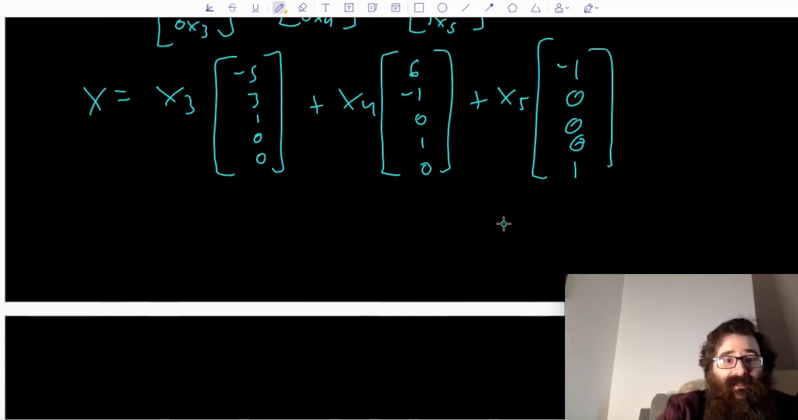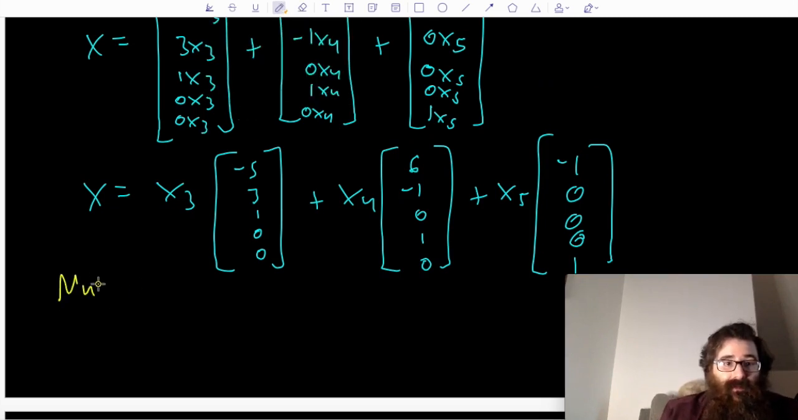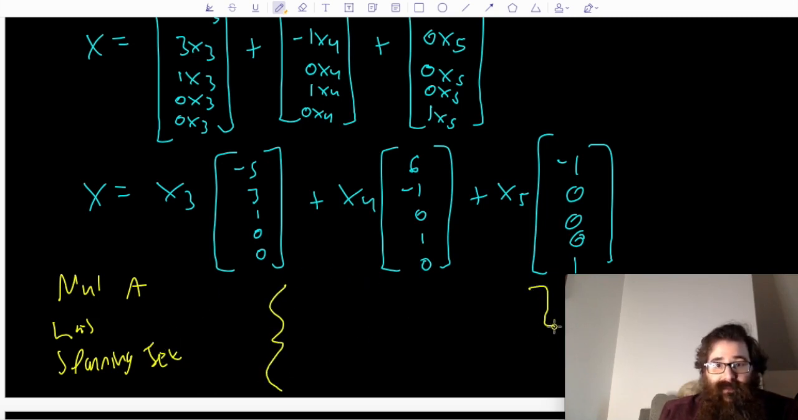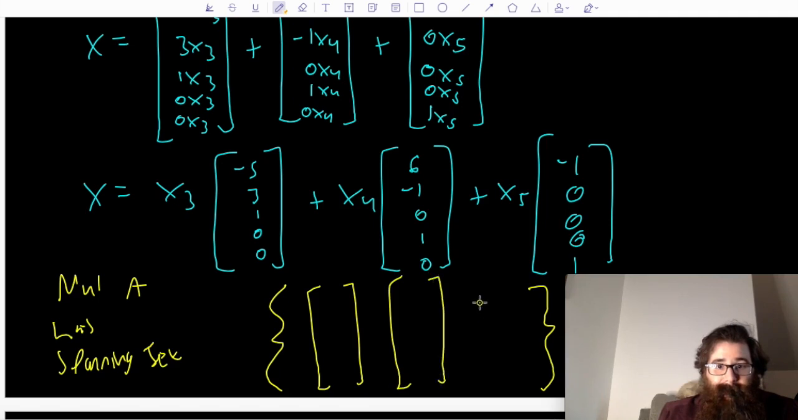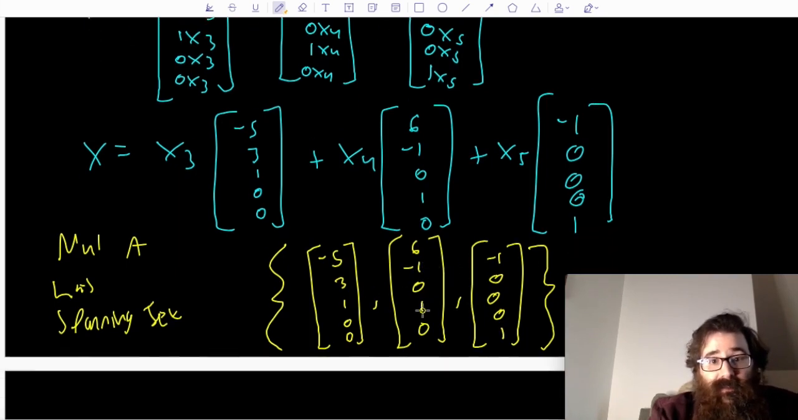It looks like I'm almost running out of space, but I can write out my spanning set now. So we'll say the null space of A has spanning set, and it's going to be these numerical vectors here. So I want to build my set of 3 vectors. I'll start with 3 empty boxes, separated with commas. First vector, that's negative 5, 3, 1, 0, 0. Second vector is 6, negative 1, 0, 1, 0. Third vector, negative 1, 0, 0, 0, 1. So here I have my spanning set, and the span of these vectors describes the null space for this matrix.